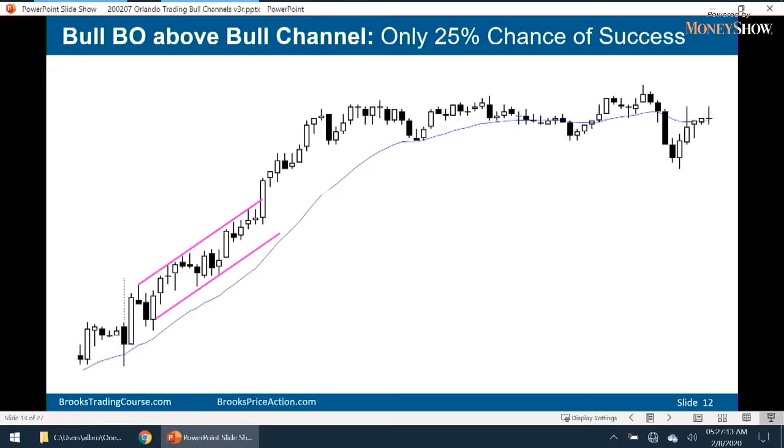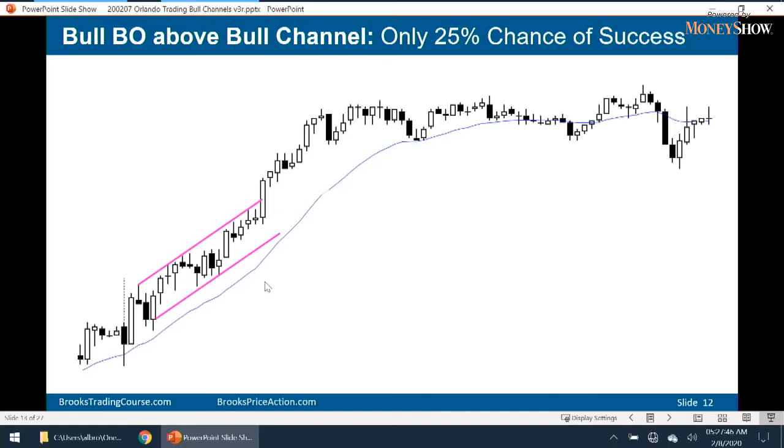Now, I said earlier that if the market's in a bull channel and you get a bull breakout, 75% chance it's going to fail within 5 bars, and you'll get a reversal down and a break below the bottom of the channel. There's one exception to that rule, and this is it. When I see a bull channel, but the pullbacks are small and brief, here, 2-bar pullback, 1-bar pullback, 1-bar pullback, and then here, no pullbacks at all, I call that a small pullback bull trend.